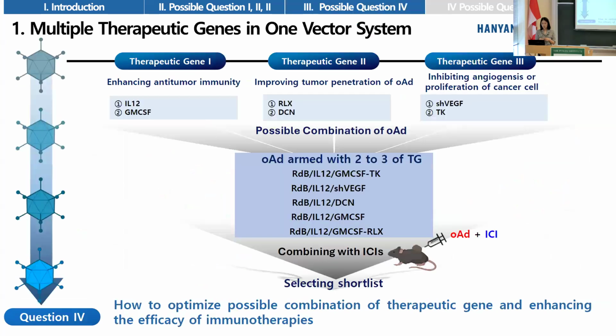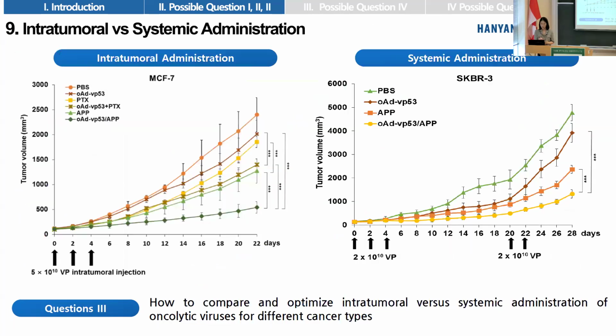So even though we are using different tumor models, we have data showing the therapeutic efficacy of oncolytic adenovirus complexed with the nanoparticle when it is administered intratumorally or systemically. So the third question can be how we can compare and optimize the intratumoral injection versus the systemic injection of oncolytic virus in two different tumor types.